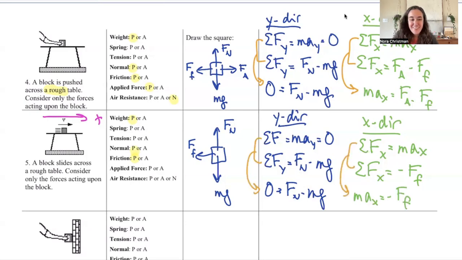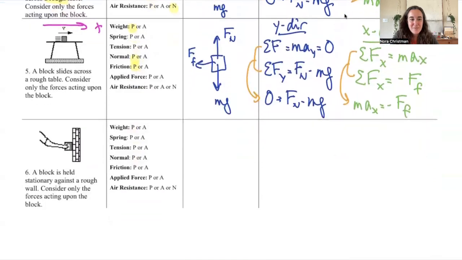Great. All right, last but not least, this crazy one. So here I photoshopped numbers 4 and 1 together because, you know, I'm pretty skilled at Photoshop, as you can see here. But so this block is being held stationary against a rough wall. So the easiest one to start with is certainly the gravitational force. Okay, fine. We also see that hand pushing it, so there's an applied force.